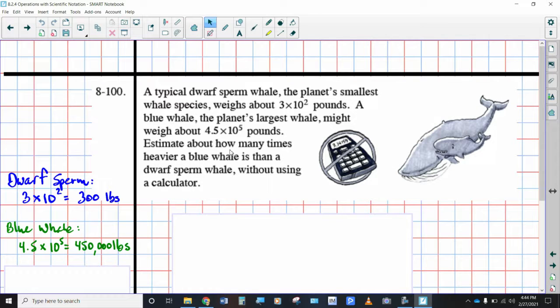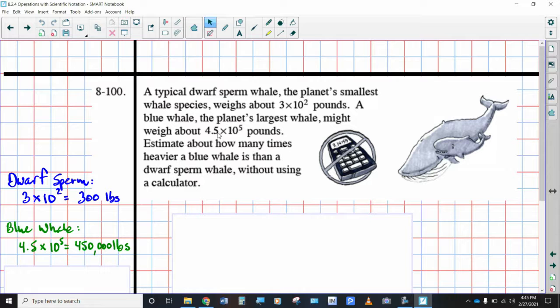All right, so let's start off with a couple of whales. A typical dwarf sperm whale, the planet's smallest whale species, weighs about 3 times 10 to the second power pounds, which is about 300 pounds. A blue whale, which is the largest whale on the planet, the largest mammal, might weigh about 4.5 times 10 to the fifth pounds. 4.5 times 10 to the fifth is 4.5 times 100,000, so that's 450,000 pounds.